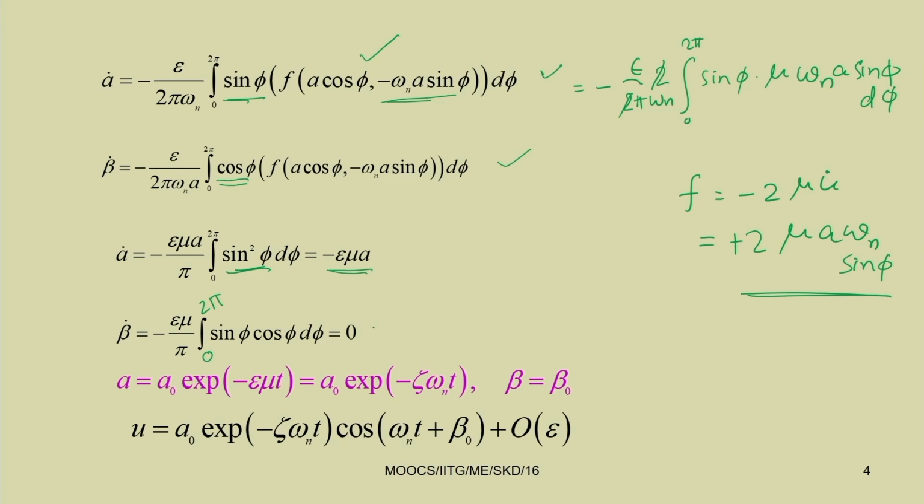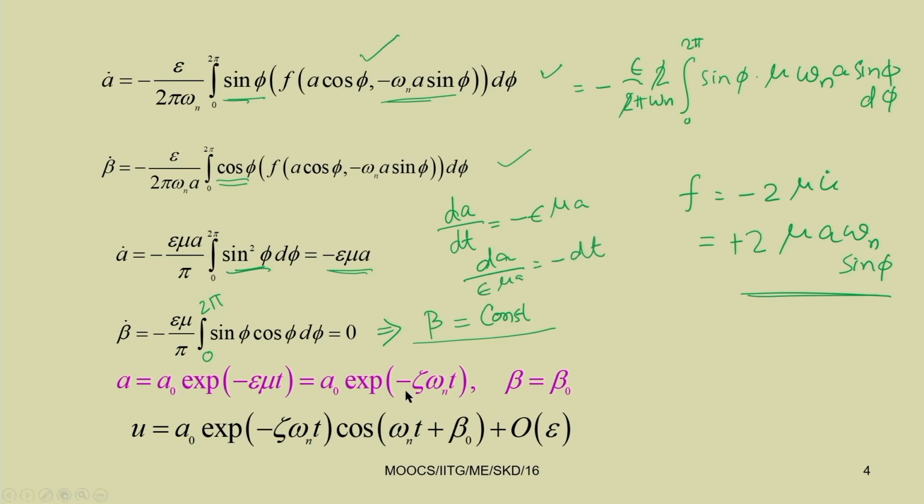So, as beta dot equal to 0, beta must be equal to, d beta by dt equal to 0. So, beta must be a constant. This constant can be taken as beta 0. So, here we got A dot equal to minus, A dot means dA by dt, equal to minus epsilon mu A. So, dA by A epsilon mu equal to minus dt.